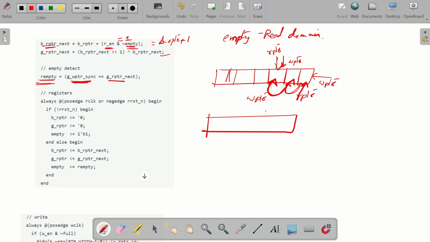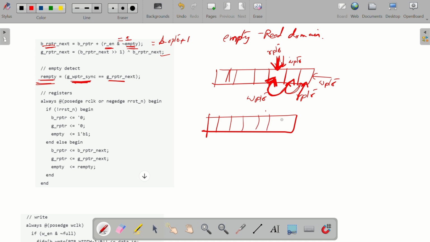So my write pointer has incremented to this position, the next position to be written. And similarly, I have also read the data from that FIFO. That's why my read pointer has incremented to the next location to be read. This means there are no more locations to be read. All the locations have been read. This means my FIFO is empty.